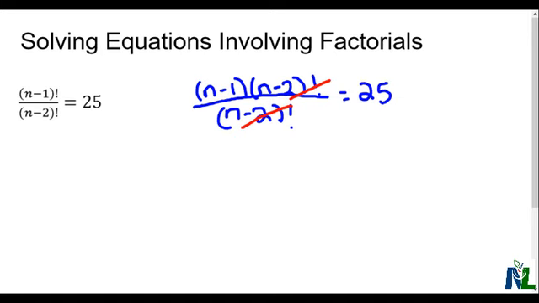So now I'm just left with n minus 1 equals 25. I just add 1 to both sides to leave me with n equals 26.